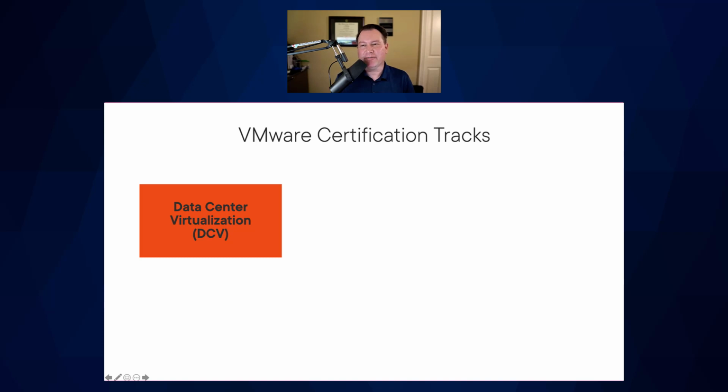There are 6 different tracks in the VMware certification lineup. And these are not to be confused with specific VMware certifications. You can think of these more as topical areas. Just like going to a conference, you might have different tracks on storage, networking, security, and professional development skills. So these are VMware's certification topics or tracks. And the data center virtualization, or DCV, is really kind of the granddaddy of them all.